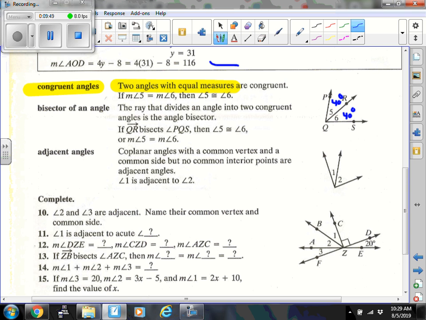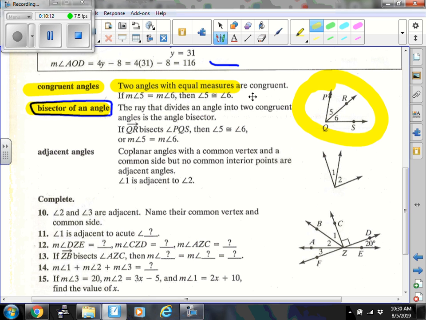A bisector. Well, in this picture here, this illustration right here, if we have two congruent angles, there must be a bisector of that angle. Okay, I'm highlighting. I should be highlighting because they're flashcards. Here's the flashcard: the ray that divides the angle into two congruent angles. That's what an angle bisector is. So our bisector here is ray QR, and we say that QR bisects this angle.